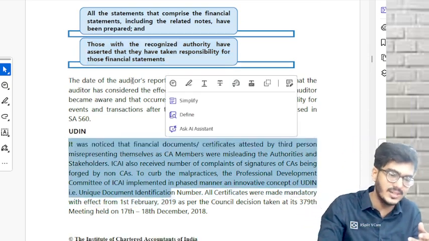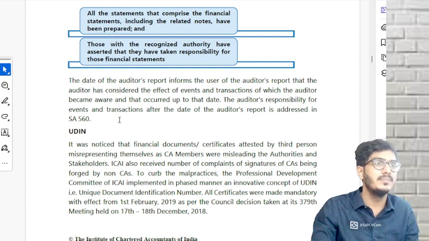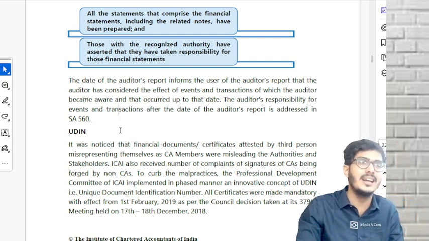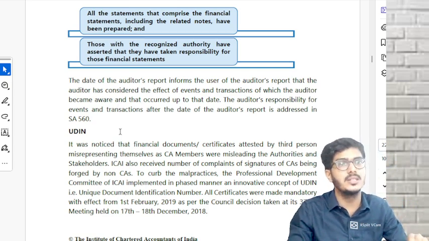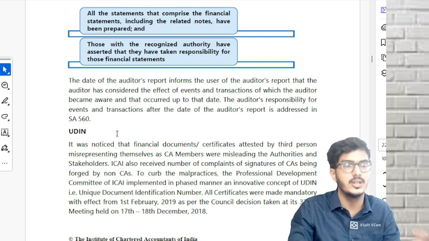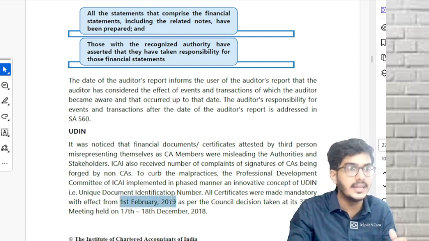UDIN, again, it's a mug question. It is very simple. What is UDIN? Any idea? Unique document identification number. The only reason behind bringing it is forgery. Anybody could forge the signature of a chartered accountant with the seal and signature. So that is why in February 2019 they made it effective.